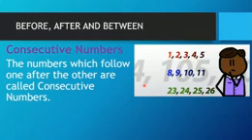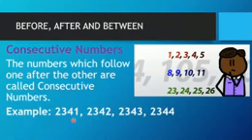So let's see in the 4-digit numbers how it goes. Here, if I say what comes after 2341, it is 2342. So these are the numbers which come one after the other. So 2341, then 2342, then 2343, and then 2344. So they are consecutive numbers.